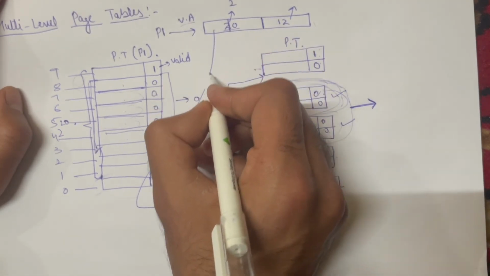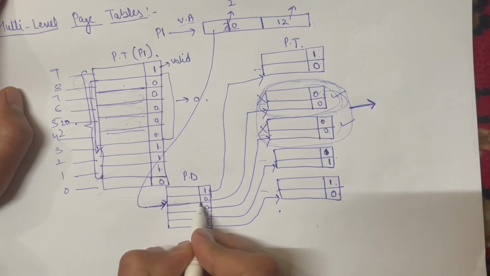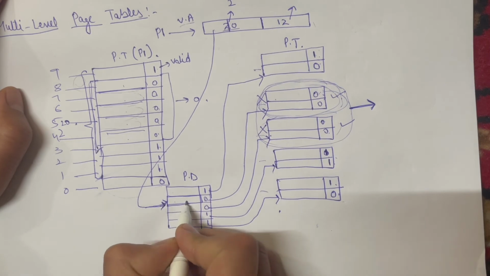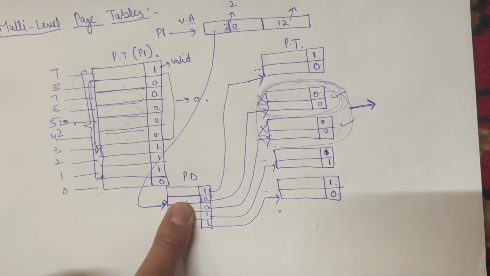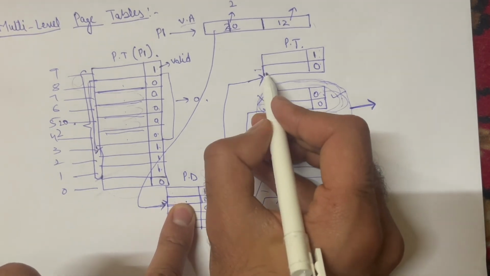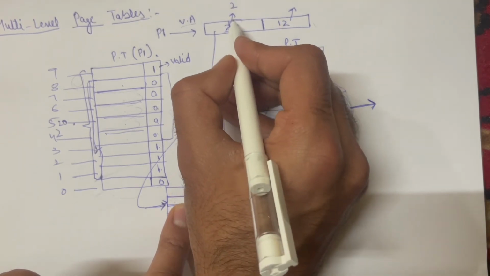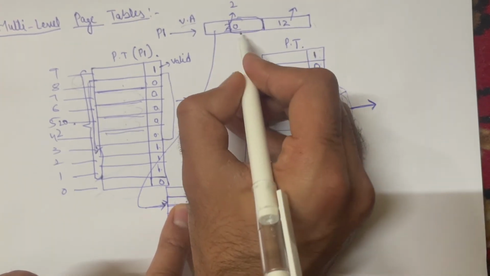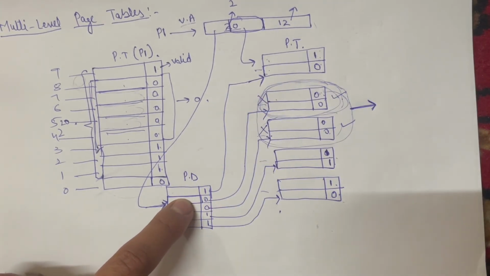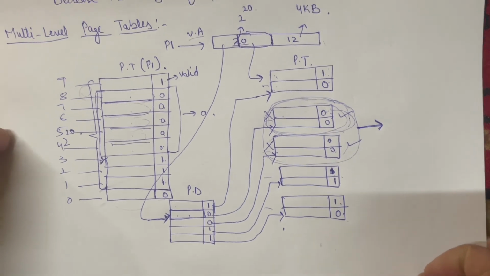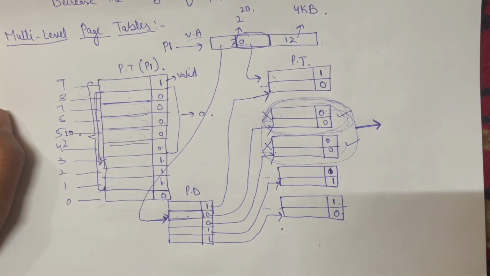So in the first part, we will get to know one particular entry here, and from this entry we will get which page table to access. For example, if it says we have to access this page table, then in this page table, which entry, the first entry or second entry, is determined by the remaining bits. Okay, so this is how multi-level page tables are used. I will explain it with the help of an example again.